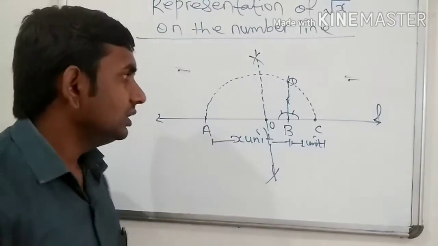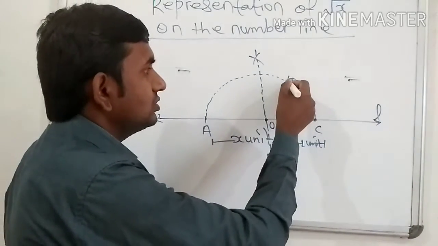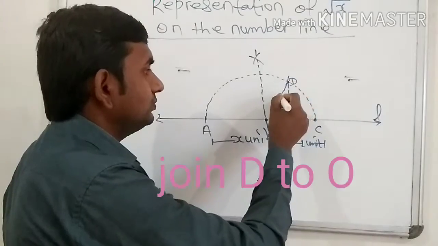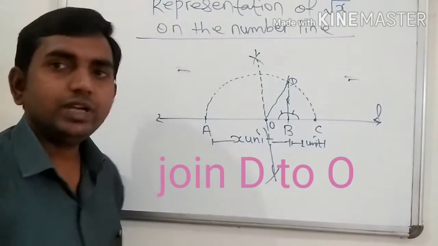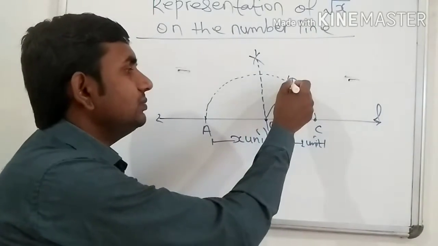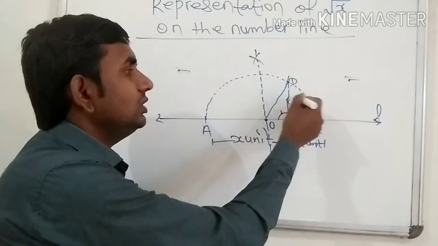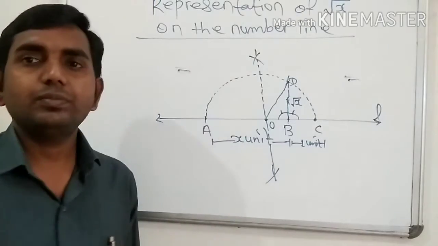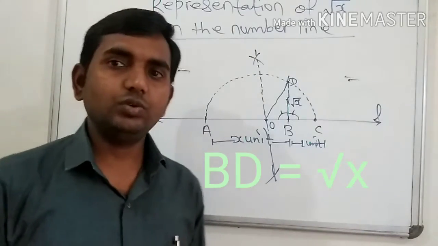Now we have to join point D to O. This BD is equal to under root x.